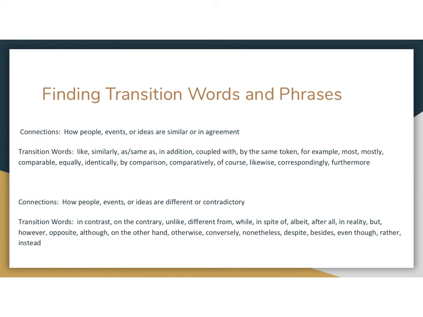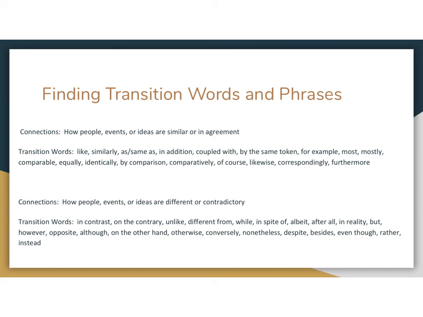So if you're looking for how people, events, or ideas are similar, or how they're in agreement, then your transition words are going to be like, or similarly, or as, or same as, in addition, coupled with, by the same token, for example, most, mostly, comparable, equally, identically, by comparison, comparatively, of course, likewise, correspondingly, and furthermore.